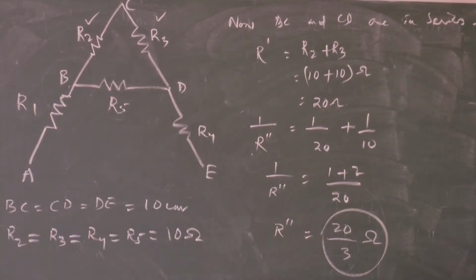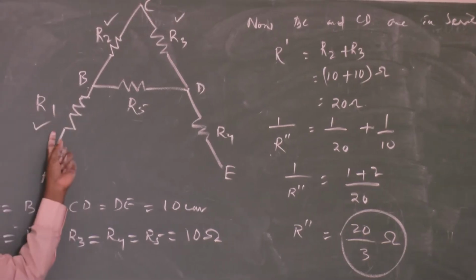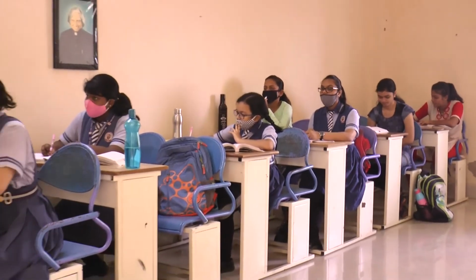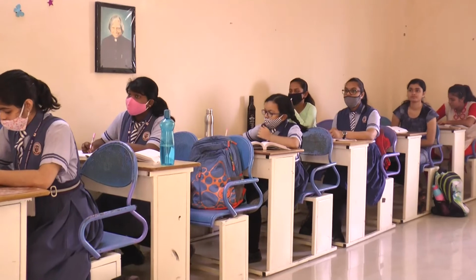Right. So, R1 is how much? 10 ohm. This total effective resistance, how much did I get? 20 by 3. You got it? Now, what happened? This is also 10 ohm. So, let us write down the effective resistance from A to E.